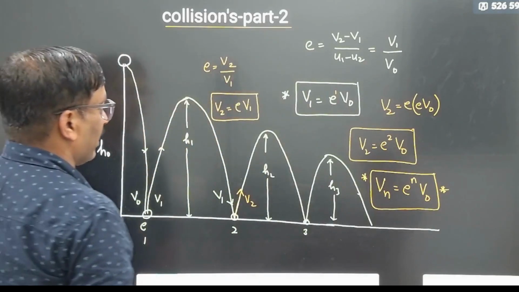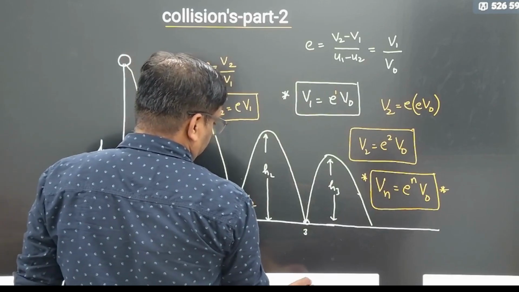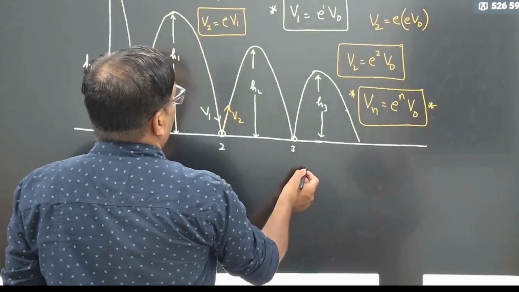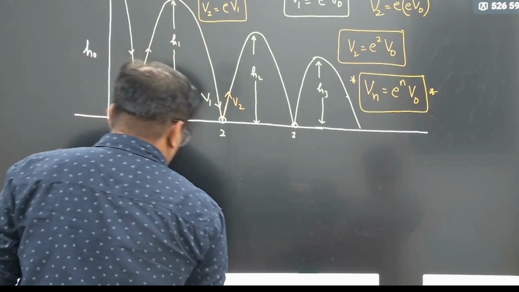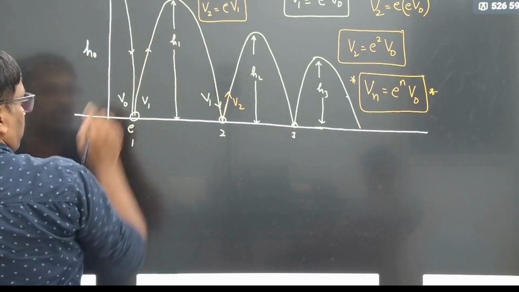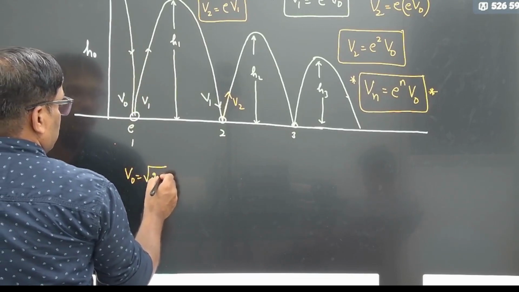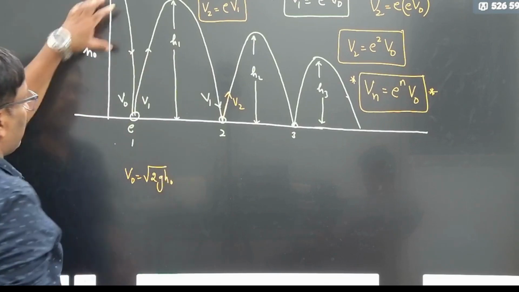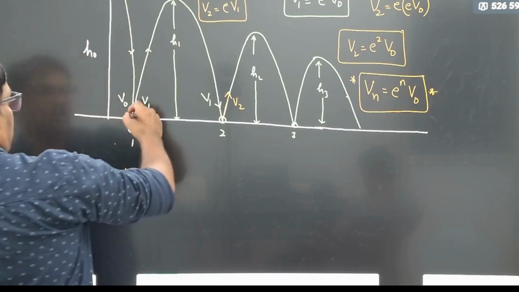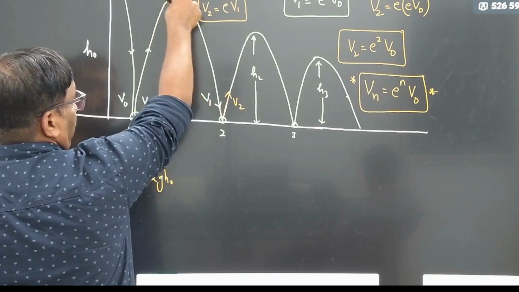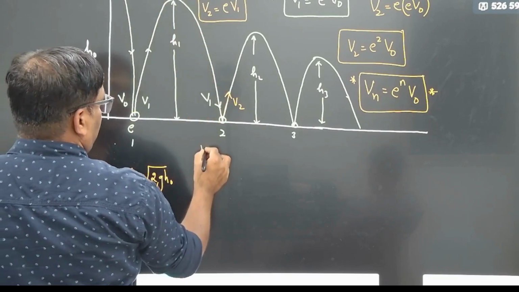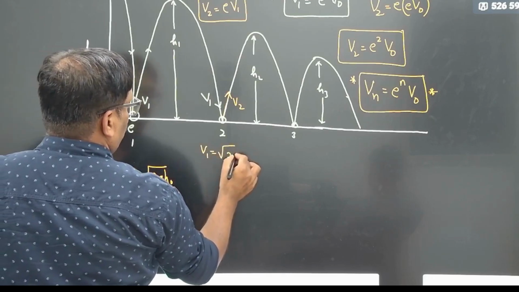Now we will write down one more formula here. What is the velocity here now? Velocity for the first one, v naught, we can write as square root of 2g h naught, because it is falling freely. Similarly, it is going up, and again coming from height h1, so v1 we can write as square root of 2g h1.